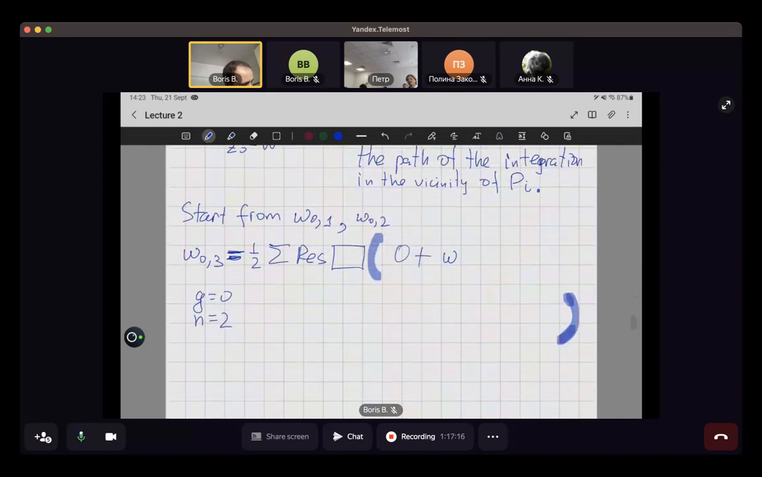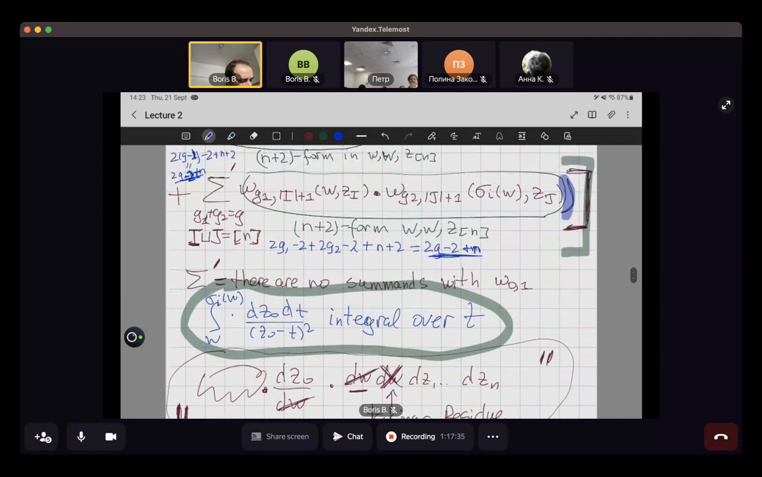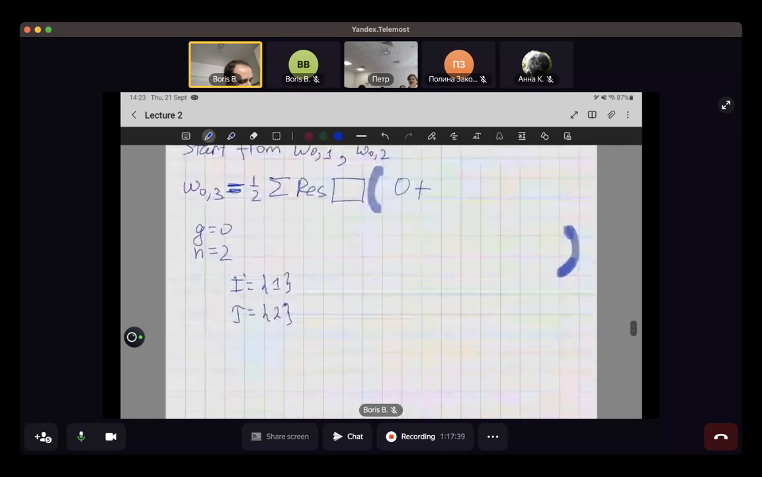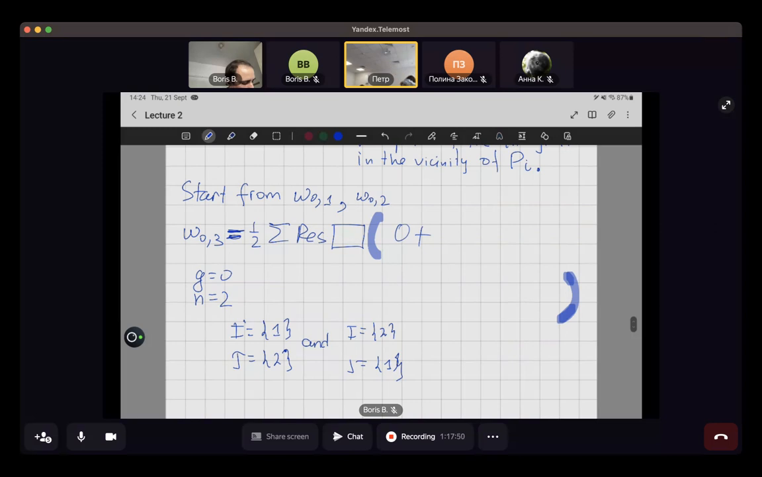So we have partitions like 1, 2. So I is equal to 1, J is equal to 2, and the other way around, vice versa, I is equal to 2, J is equal to 1. But can we have I empty and J is equal to 1, 2? For instance, can we have I to be empty and J to be everything? No, because of the prime, precisely. And we have here omega 0,1, omega, sorry, 0,2.